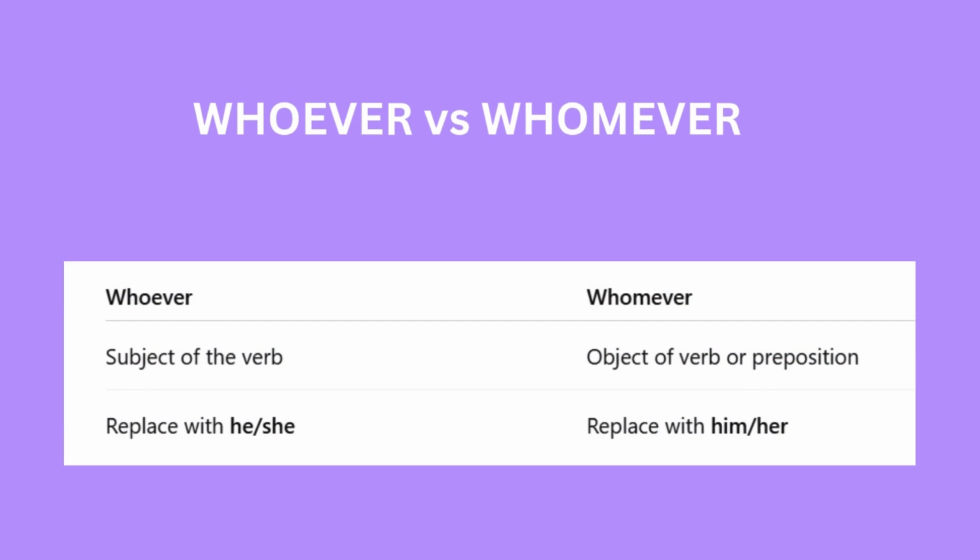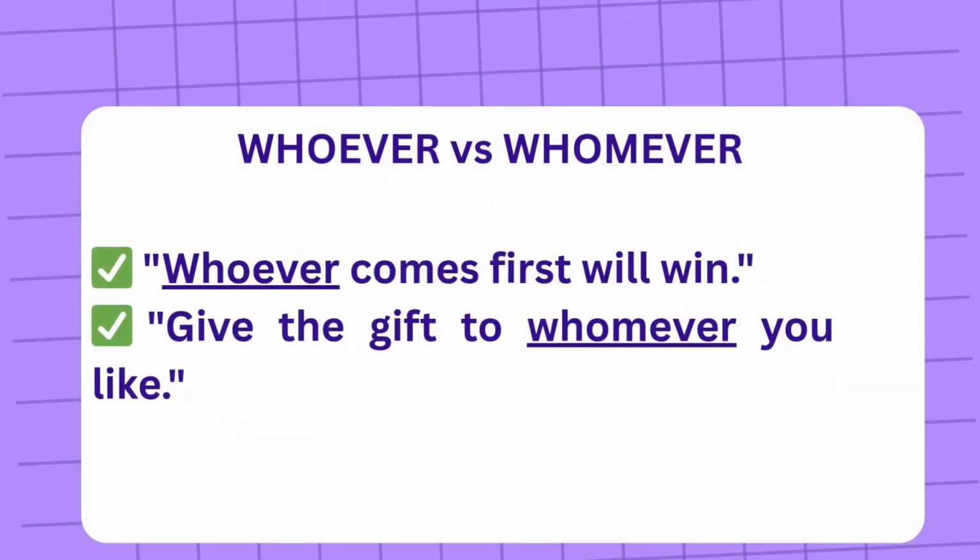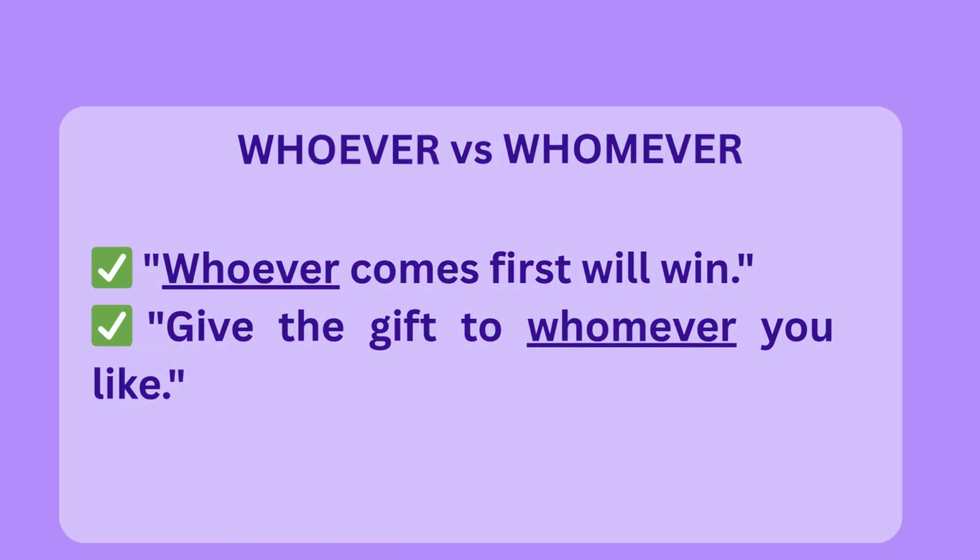Now let's understand the difference between whoever and whomever. These are compound forms. Use whoever as a subject and whomever as an object. Again, you can try the he or him trick. For whoever, you can replace it with he or she, and if we are able to replace it with him or her, we need to use whomever.